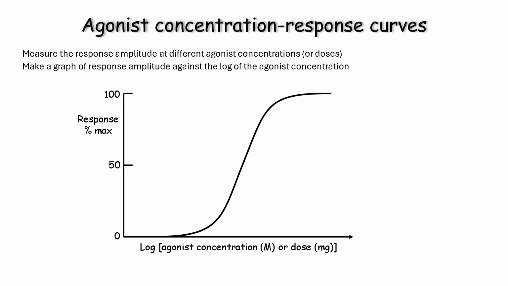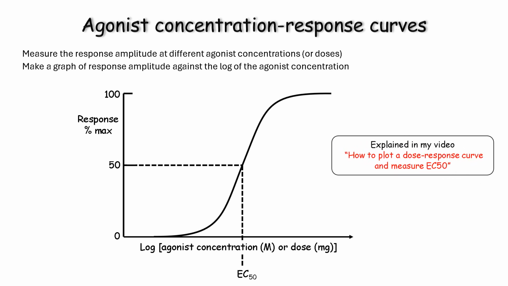A horizontal line is drawn at 50% of the maximum response, and a vertical line is dropped down to the x-axis. Where they meet is the concentration of agonist producing 50% of the maximum response. This value is known as the EC50. For an explanation of why we do this, please see my video on how to plot a dose-response curve and measure EC50.